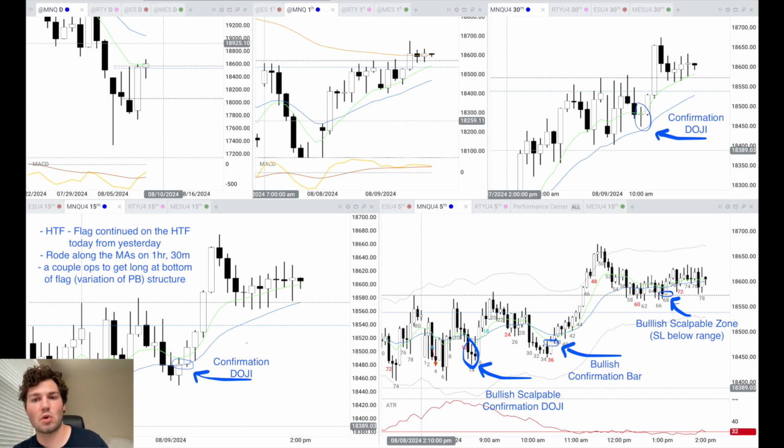And the big thing is we need to wait for confirmation. We can't just say, oh, I want to get long, I think it's going to go up, it's going to go up eventually. But we need to execute, and to execute, we need to have confirmation.